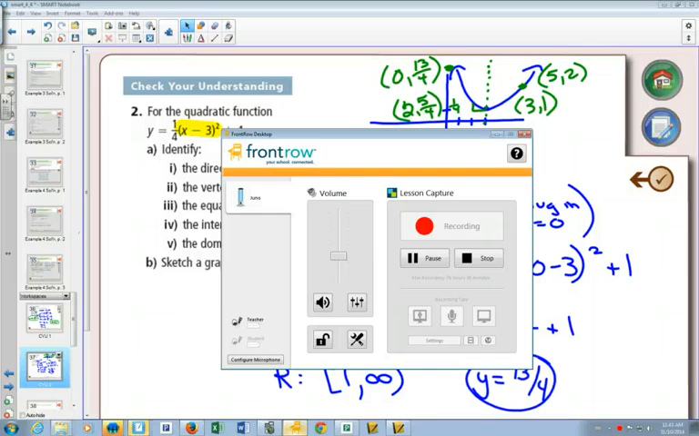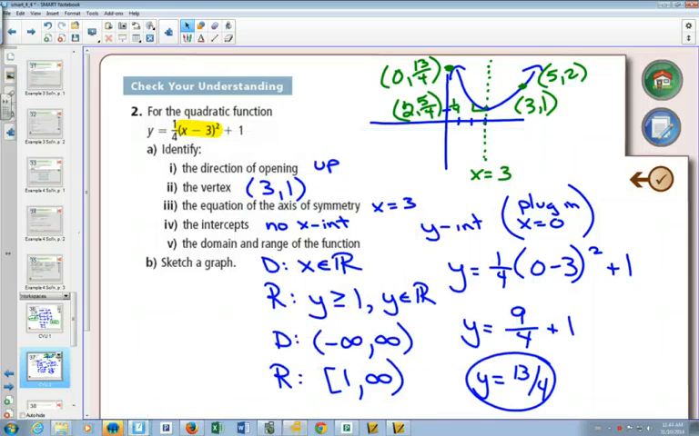Oh, and the questions for this one are 6 and 8.